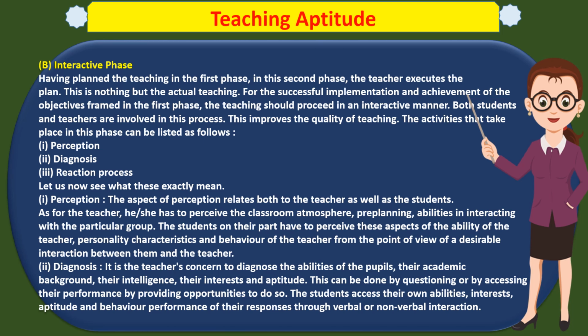1. Perception. The aspect of perception relates both to the teacher as well as the students. As for the teacher, he or she has to perceive the classroom atmosphere, pre-planning abilities in interacting with the particular group. The students on their part have to perceive these aspects of the ability of the teacher, personality characteristics, and behavior of the teacher from the point of view of a desirable interaction between them and the teacher.